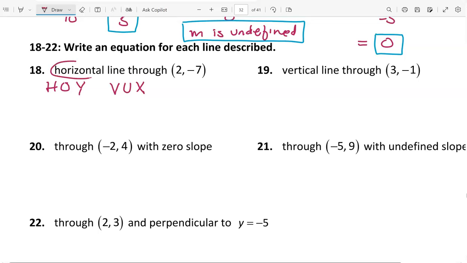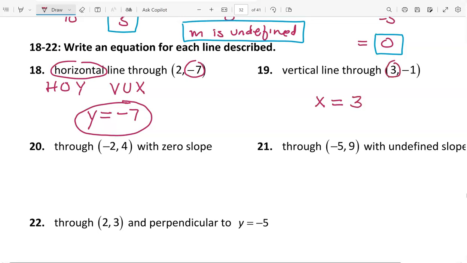So first we have a horizontal line, and that means that our equation will start with y equals, and look at the point. The point has a y value of -7, so y equals -7 is the equation of a horizontal line through that point. For number 19, we have a vertical line. That means it's going to have an equation of the form x equals a number, and look at the coordinates. X is equal to 3.